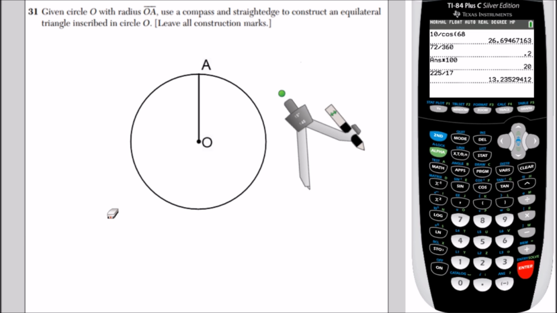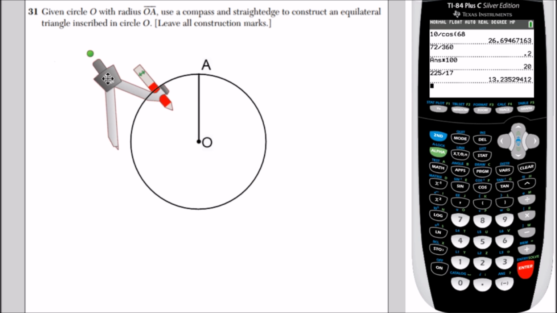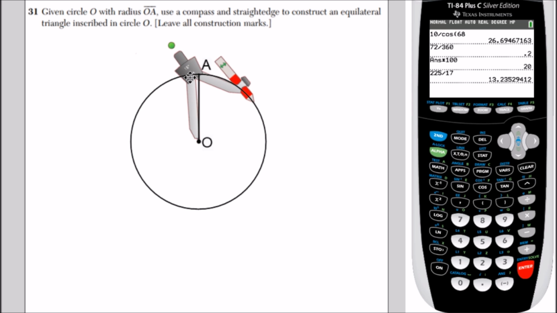All right, for this construction question here, we want to construct an equilateral triangle inscribed in circle O. So the strategy I want to go with is to use the same technique as for constructing a hexagon. So what we're going to do is measure the length of the radius with the compass.